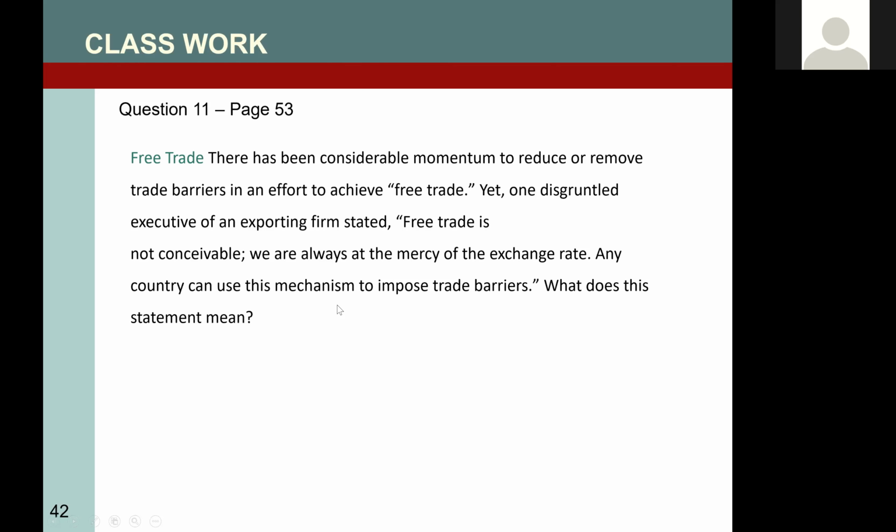So let's read that. Free trade: there has been considerable momentum to reduce or remove trade barriers in the effort to achieve free trade. Yet one disgruntled executive of an exporting firm said, free trade is not conceivable. We are always at the mercy of the exchange rate. Any country can use this mechanism to impose trade barriers. What does this statement mean?